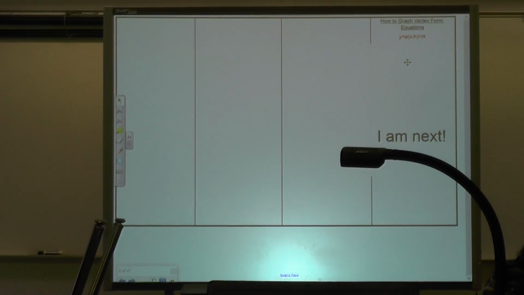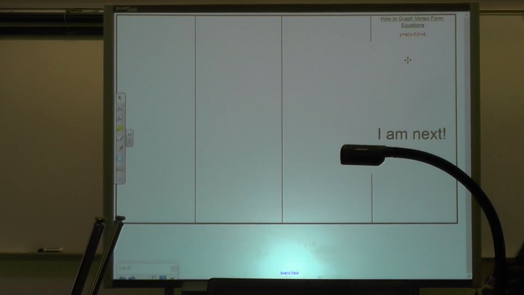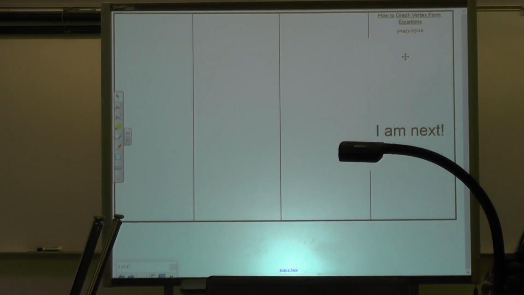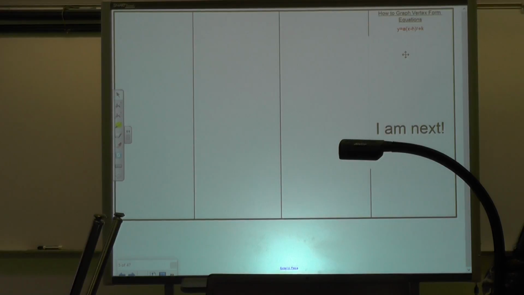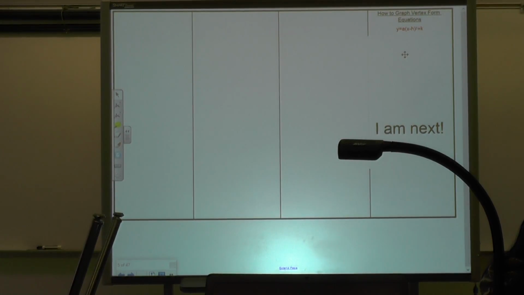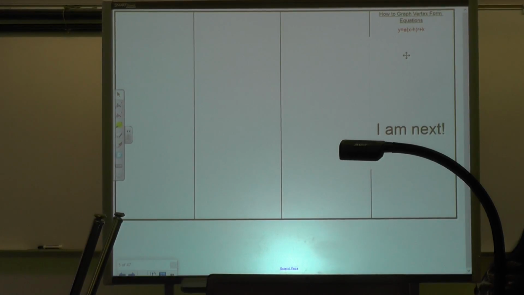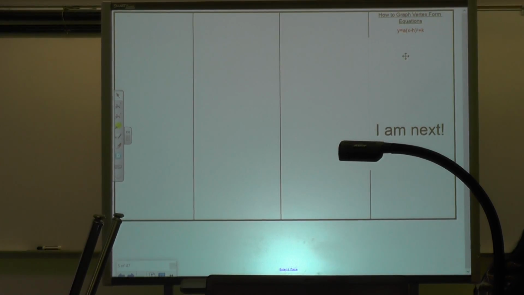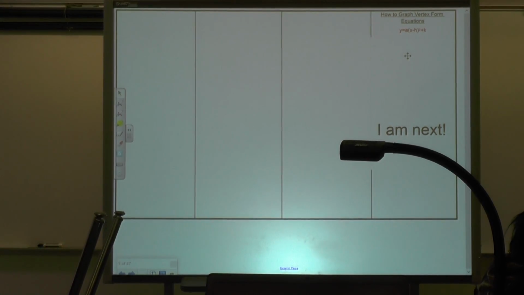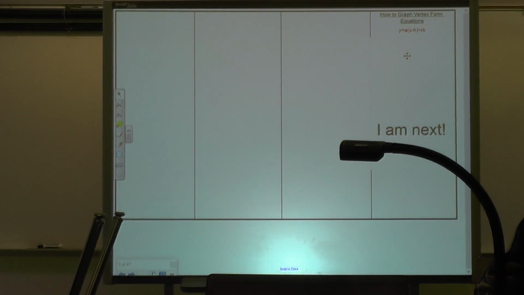Just a little extra tidbit to help you kind of understand vertex form. H stands for horizontal, and K stands for vertical. Don't ask me why they didn't use a V, I don't know. I don't make the rules, I just know them. H is horizontal and K is vertical. Is there negative A or positive A? It's y equals A, parentheses x minus h, close parentheses squared, plus k.